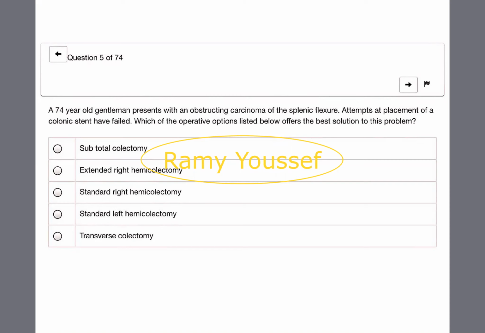A 74-year-old gentleman presents with an obstructing carcinoma of the splenic flexure. Attempted placement of a colonic stent has failed. Which of the operative options listed below offers the best solution to this problem? Subtotal colectomy, extended right, standard left hemicolectomy, or transverse colectomy. That's B, extended right hemicolectomy.